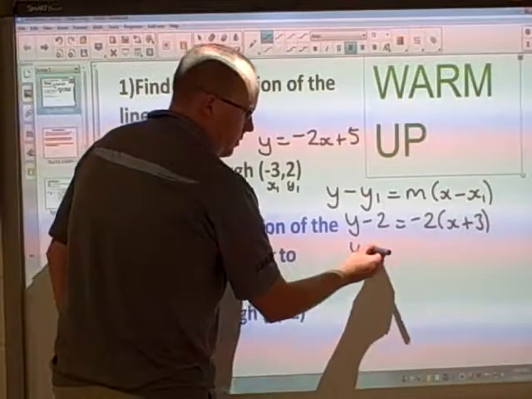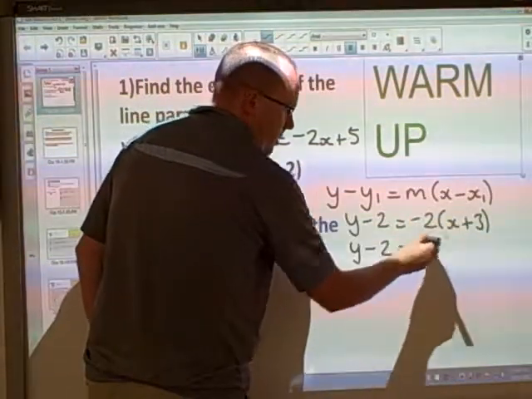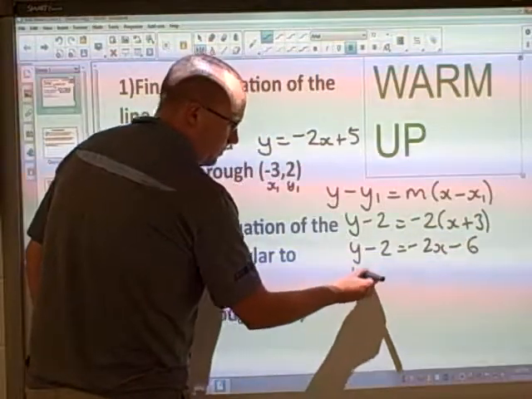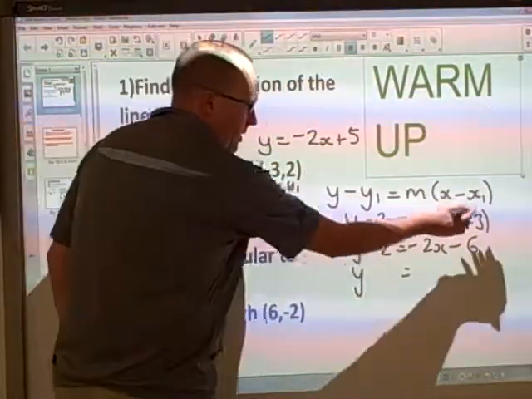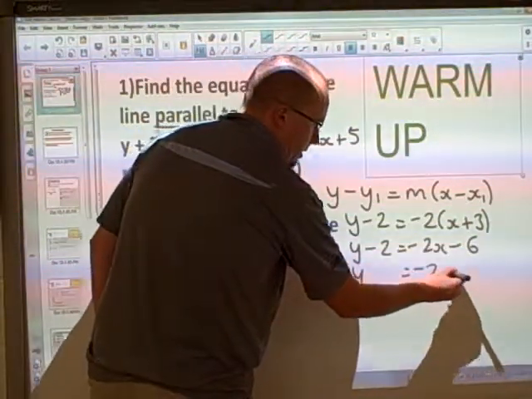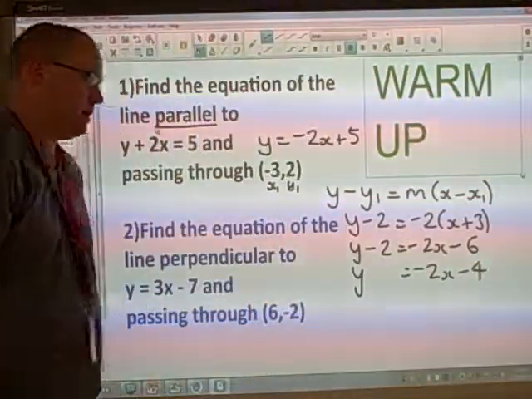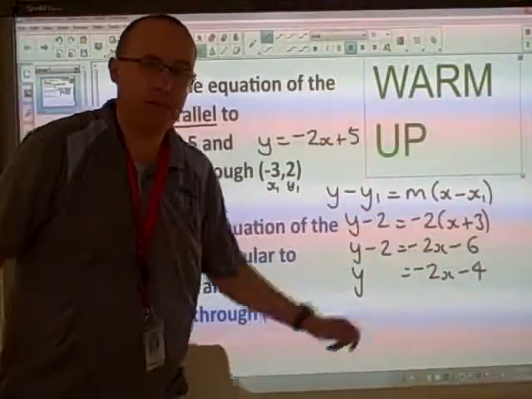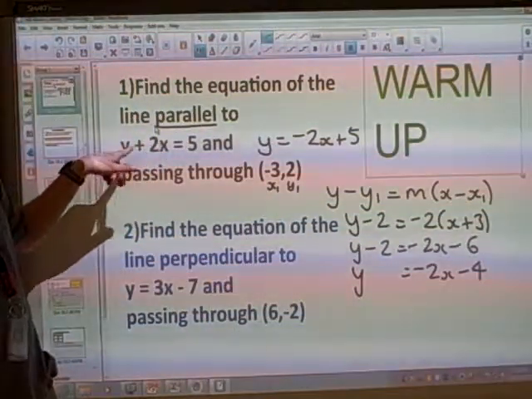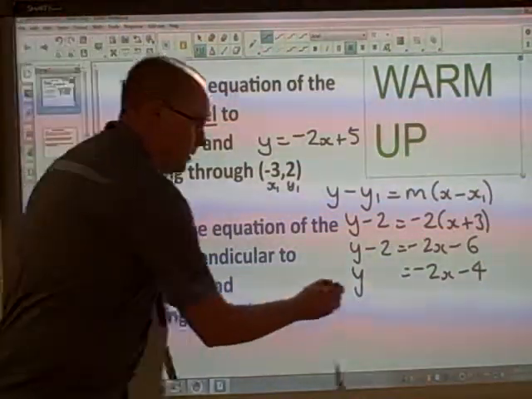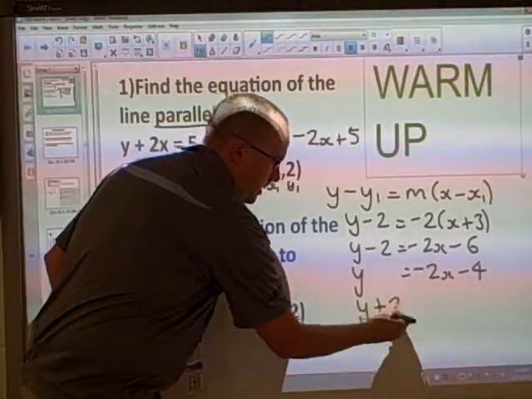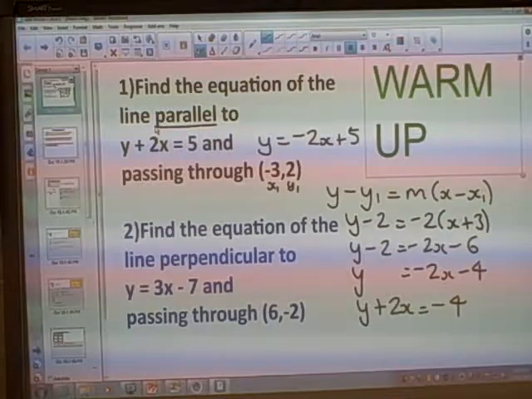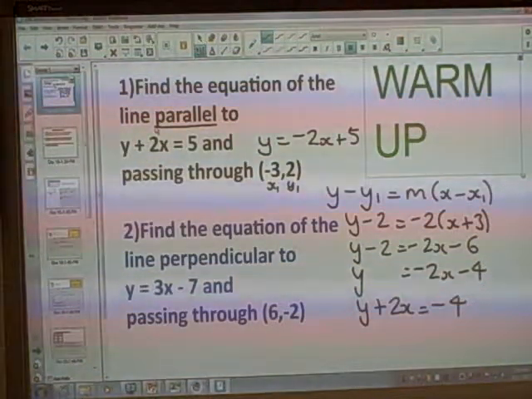And I'm going to go ahead and multiply out here. So I'm going to distribute. So I've got negative 2x, take away 6. And then instead of subtracting 2, I'm going to add 2 to both sides. And I get negative 2x minus 4. I think that's probably the nicest form for that. Sometimes you want to put it back in the same form as the question as well. So we could also go back and say y plus 2x equals negative 4 as well, to make it look like the original form.